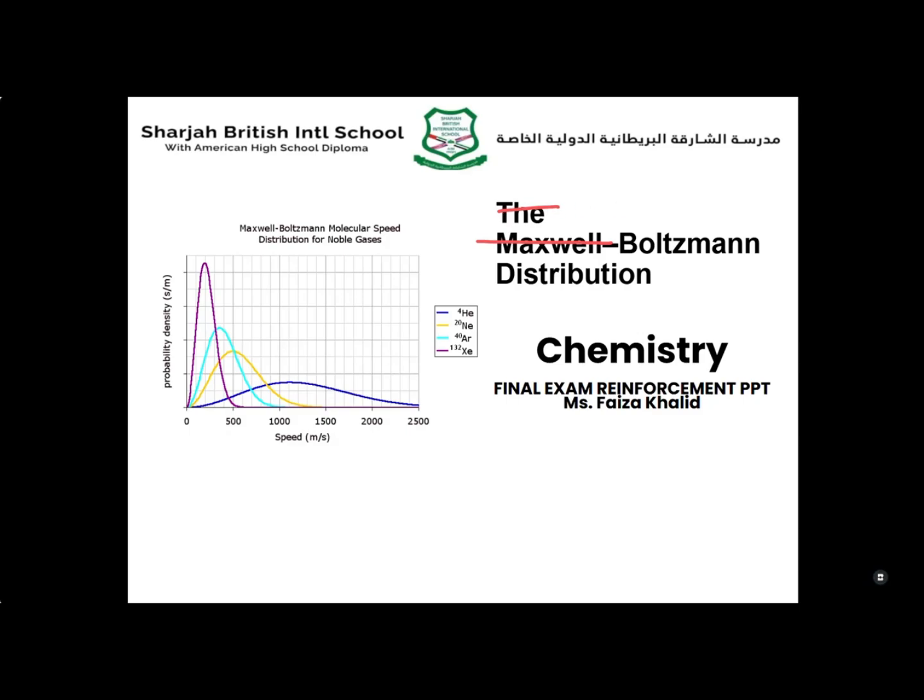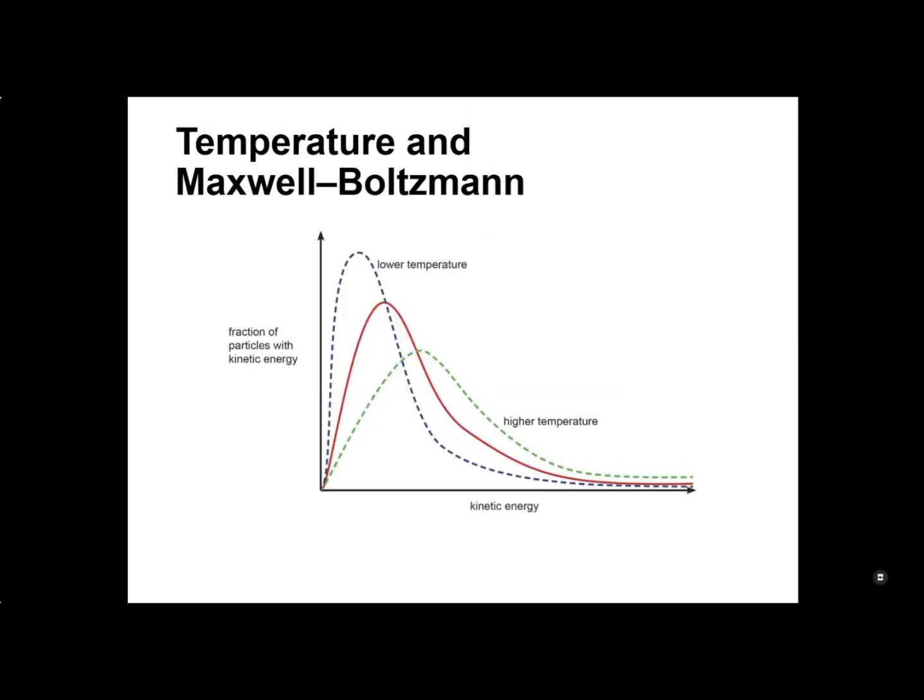First of all, you either have Boltzmann distribution written or Maxwell-Boltzmann distribution written. It is the same thing, okay? So do not be worried about this at all. Now, over here, this is the graph that you need to know about. So look, this red line over here is telling you the normal peak, at the normal temperature.